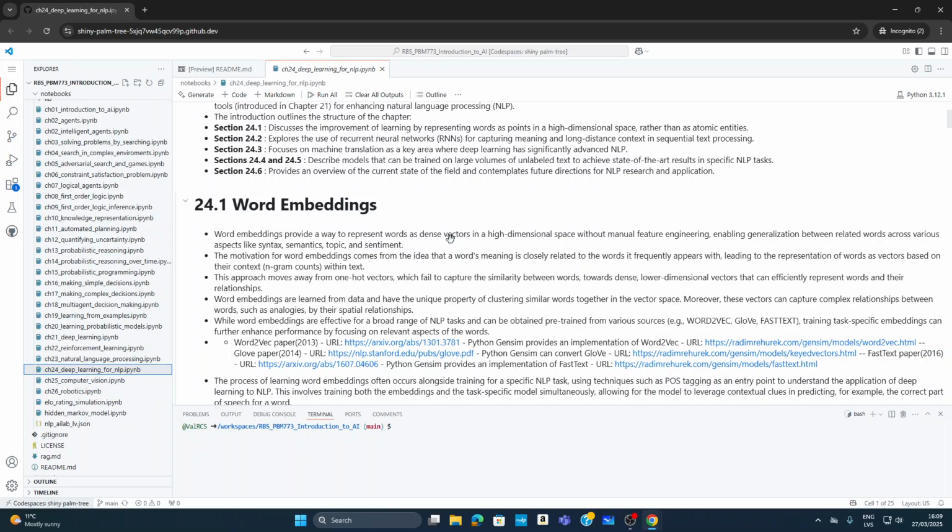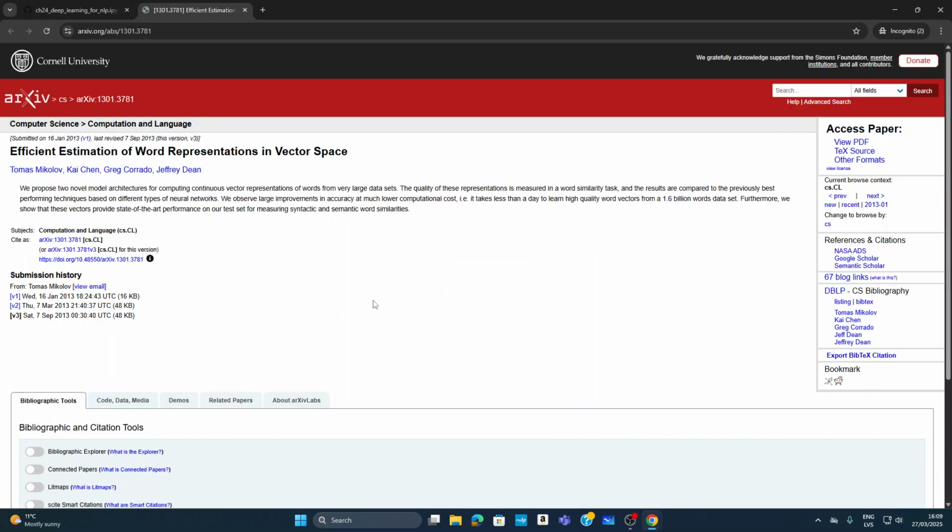So embeddings are extremely effective for a broad range of tasks. The idea is, of course, you can create different embeddings. It's an extremely wide open field. And a very important paper was this Word2Vec paper. This came from Google. Let me open up this paper.